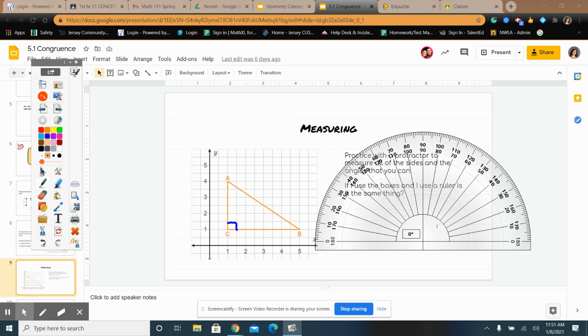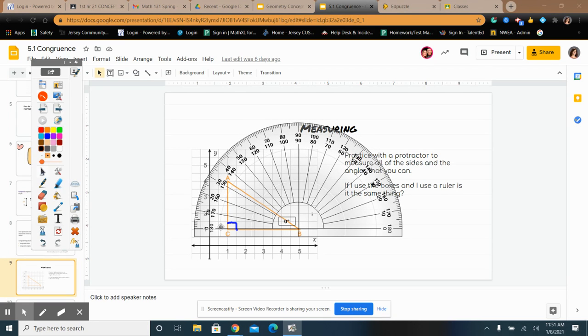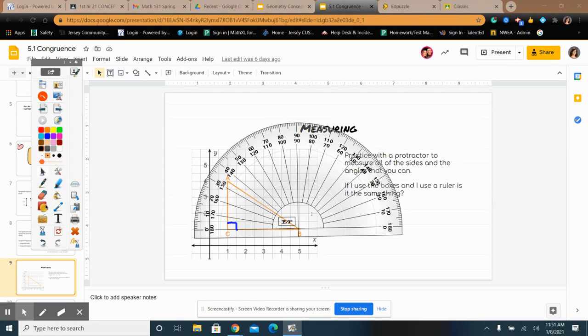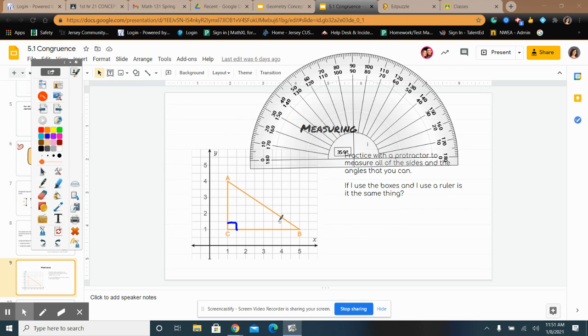If I use this guy over here, I put the crosshair right on the point and I line it up so that it goes through this bottom segment. It's kind of off a little bit, but not too bad. Oops, I made it smaller. There you go. And I can tell this is that little angle and it looks like it's going through here. They're even trying to help me a little bit. It looks like it's at 35 and it says 35.9. So we'll just say 36.